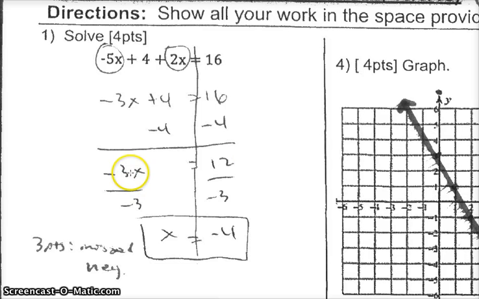And then here you have multiplication. So you'll divide by negative 3 on both sides. Negative 3 divided by negative 3 is 1, so you're left with the x. Positive 12 divided by negative 3 is a negative 4. You got 3 points if you missed your minus sign.